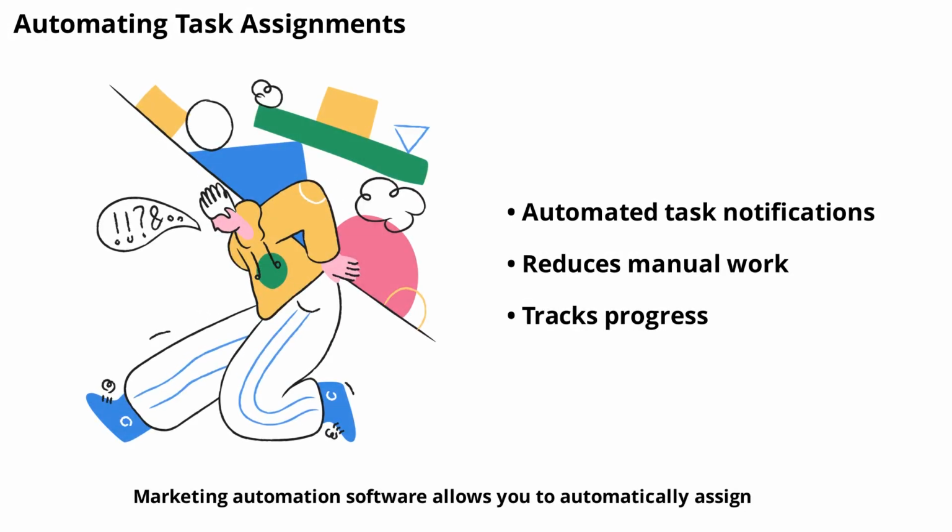Marketing automation software allows you to automatically assign tasks to the right people based on predefined rules. For example, when a new campaign is created, the system can notify the content team to start drafting, then alert the manager when it's ready for review. Automating assignments reduces manual work and ensures that everyone is aware of their responsibilities. It also helps track progress and identify any delays in the workflow.